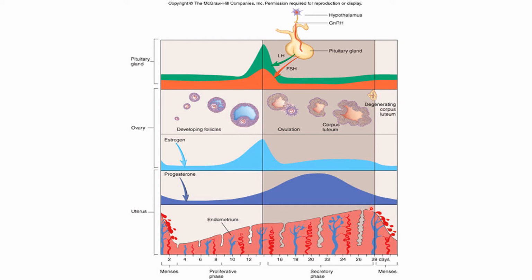And then on the last days, the menses, this is the shedding of the endometrium. So it goes back to the original thickness of the endometrium. And of course, all else follows: the level of the estrogen, the progesterone, and the levels of the pituitary gland secretions. Okay?